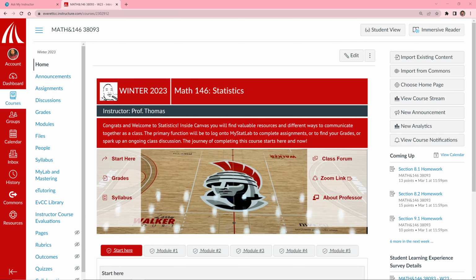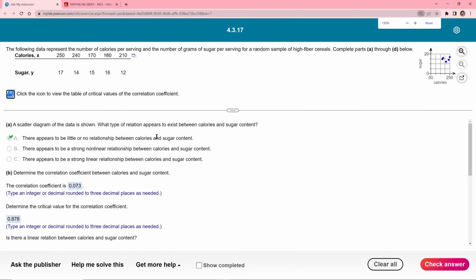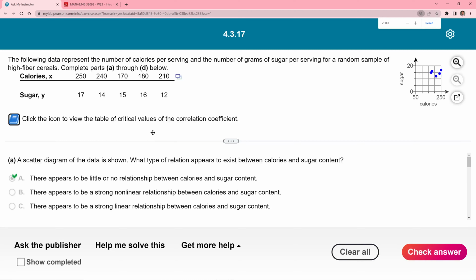So the first thing I'm going to look at is the ask my professor question. Let's take a look at that. We're given this data set. There's two variables, so it's matched pairs, and so we're able to create a scatter plot based on this data. The following data represents the number of calories per serving and the number of grams of sugar per serving of a random sample of high fiber cereal.